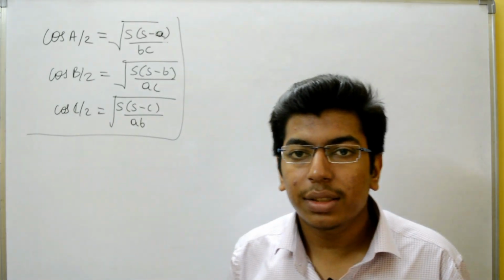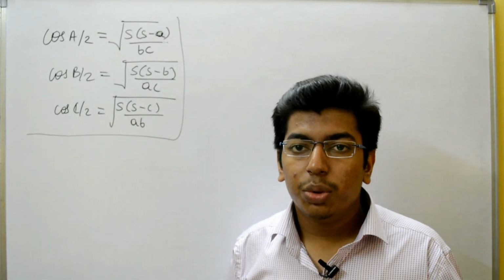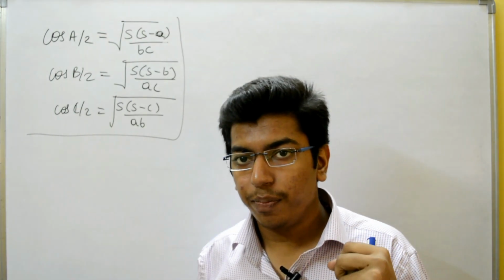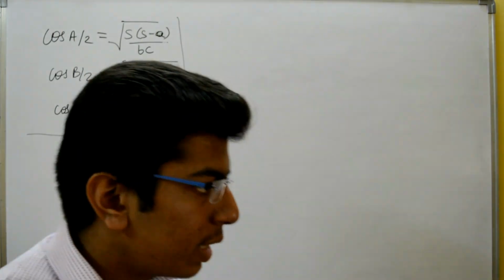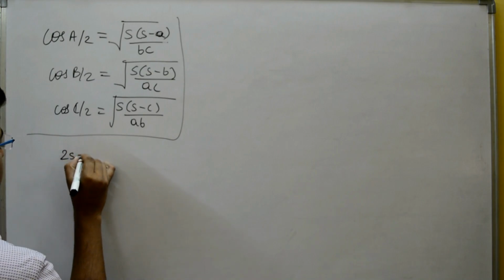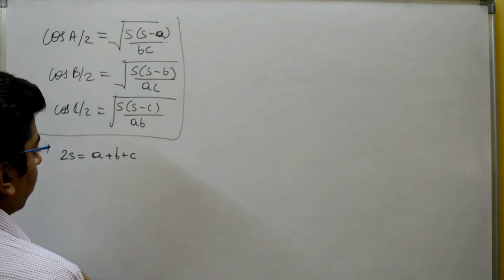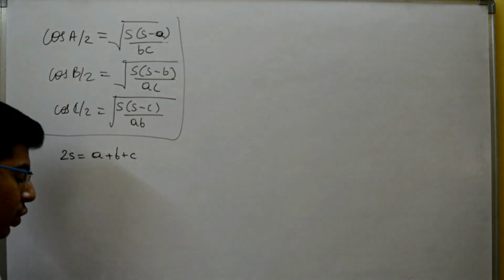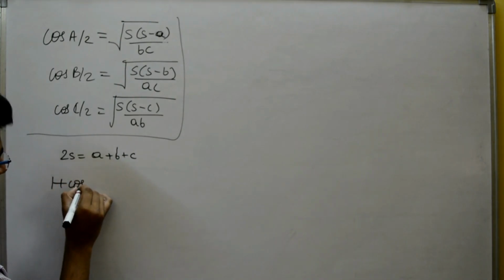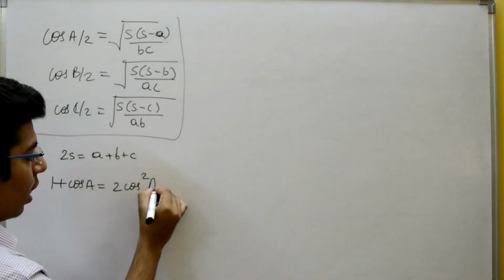The method is quite similar to how we proved the half angle formula for sine. Okay, so in the triangle ABC, consider 2s is equal to a plus b plus c. Okay, so next step will be 1 plus cos a is equal to 2 cos square a/2.